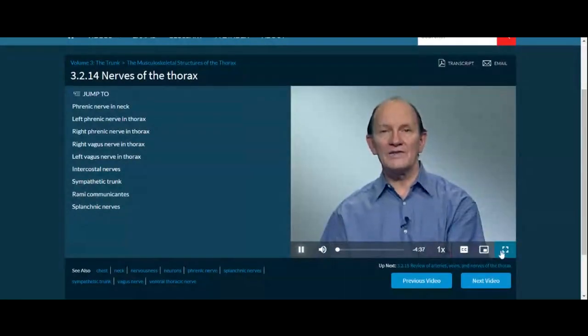Now that we've looked at the arteries and veins of the thorax, we'll move on to look at the nerves. The nerves that we'll see are the phrenic nerve, the vagus nerve, sympathetic trunk, and the intercostal nerves. We'll look at the phrenic and vagus nerves first. The phrenic is the motor and sensory nerve of the diaphragm. The vagus provides the parasympathetic supply for all the organs of the thorax and abdomen. The courses of these two nerves are similar. They both start in the neck, run downward in the mediastinum, and pass through the diaphragm. We'll look at them first in the neck.